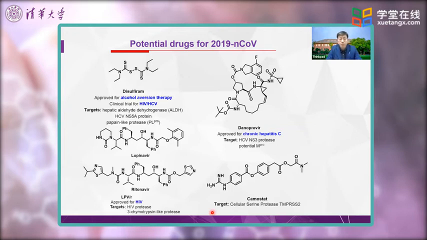Besides those drugs, other potential drugs have been proposed for treating COVID-19. On this slide, we can see disulfiram, lopinavir, Camostat.